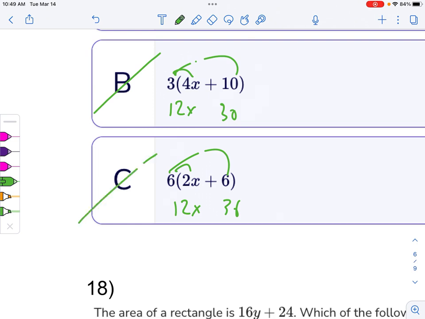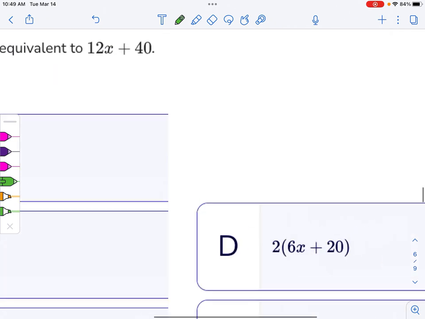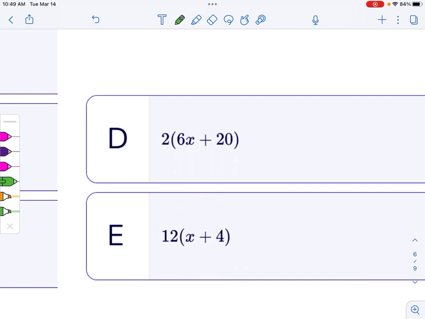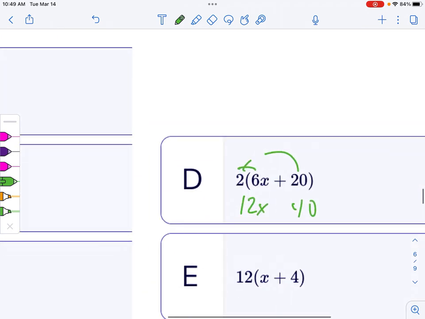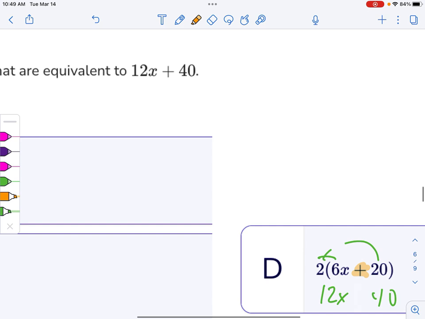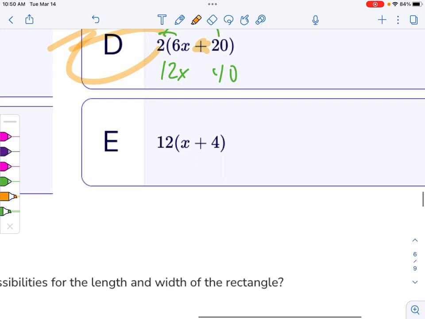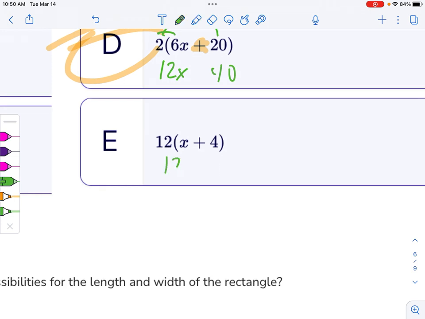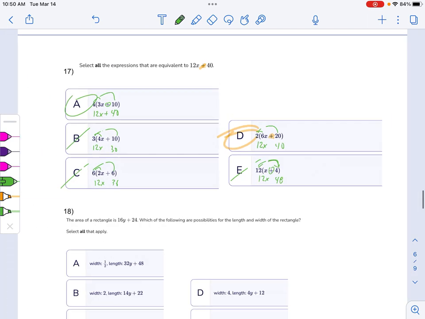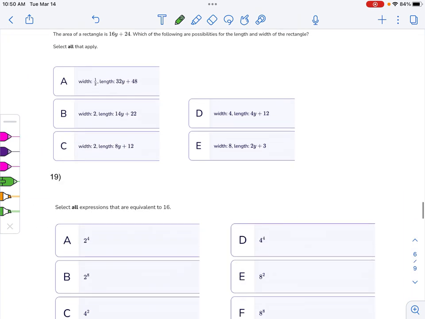It's actually not big enough. But it doesn't work because I need to get up to 40. How about here on this one? 2 times 6, so we got 12x. Okay, and this guy 2 times is 40. So far, so good. I'm going to check addition. Addition. Yep. Works. This guy right here, so 12x, which is good. Addition, which is good. 12 times 4. Yeah, that's 48. That's too big. That's over. So it looks like we just got 2.